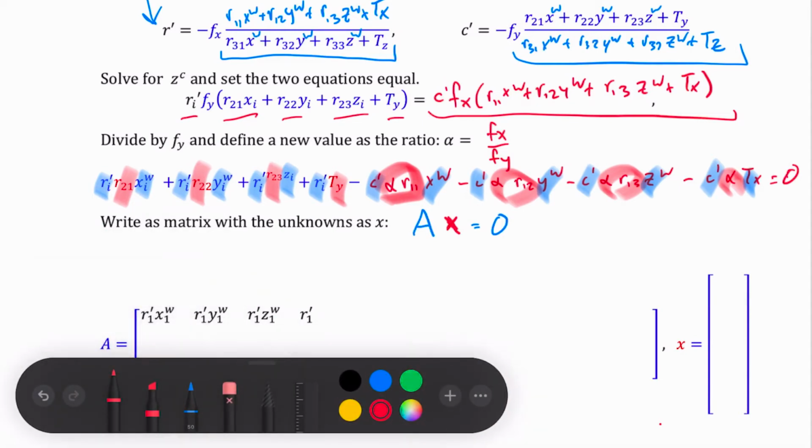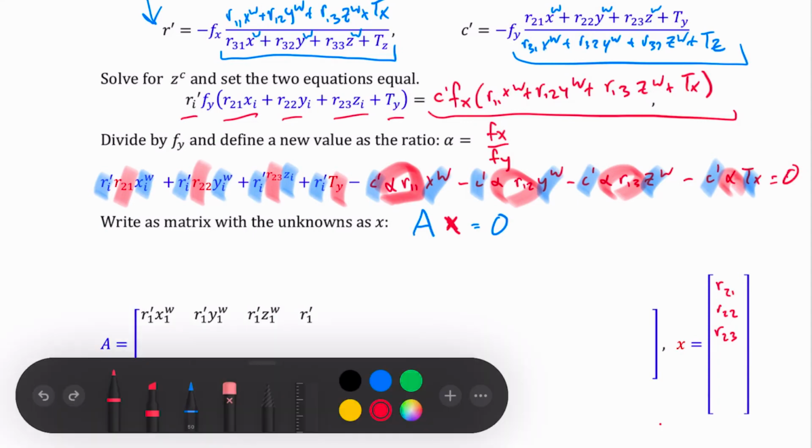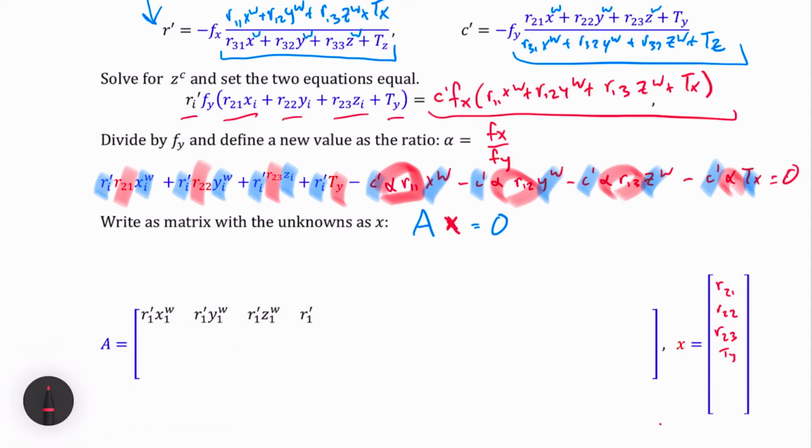Just starting from left to right, I've got my R21, my R22, my R23, my TY, and then I've got the things that are multiplied by alphas. So I've got my alpha R11, my alpha R12, my alpha R13, and then my alpha TX. Those are all the things that I don't know. And then we build all the things that we know.